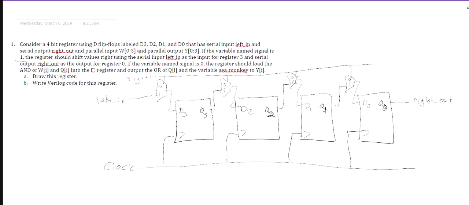Alright, now if the variable named signal is 0, the register should load the AND of WI and QI into the ith register. Well, I did not do a very good job of drawing here.